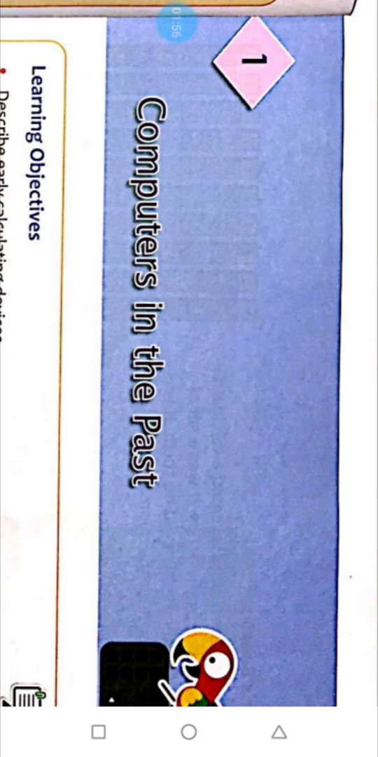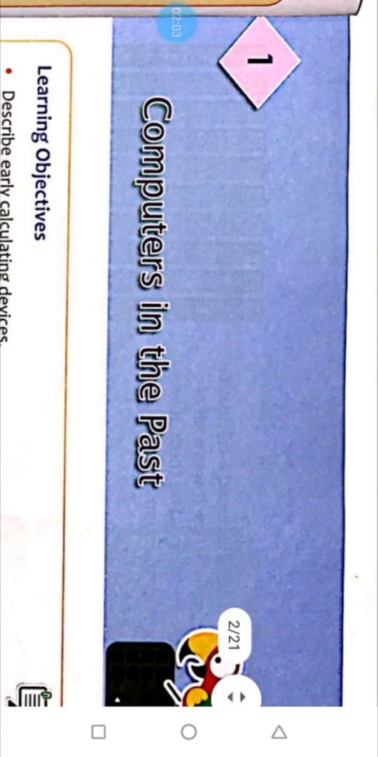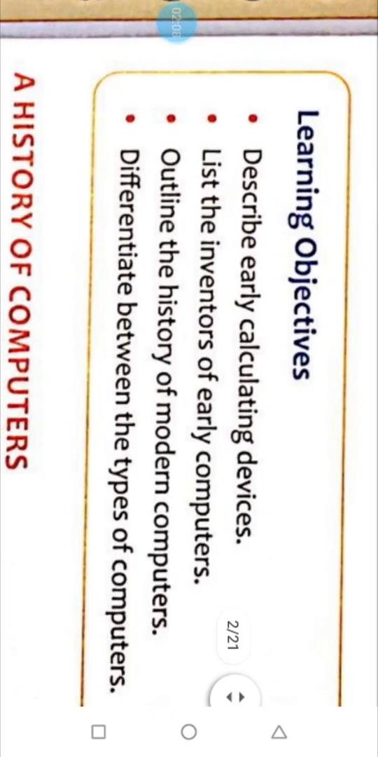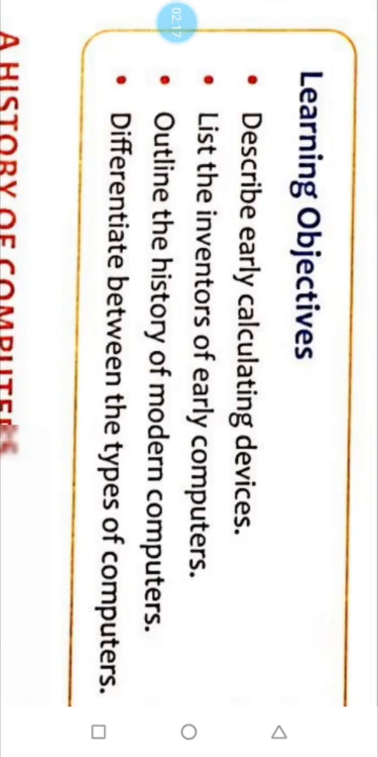Now further, we'll be moving on with the learning objectives of the chapter. Children, what do you understand by the learning objectives of the chapter? Of any chapter, learning objective comprises all those points which you'll be studying in the chapter, and the topics related to that chapter are told to you in the learning objectives. So what are the topics that you'll be studying?